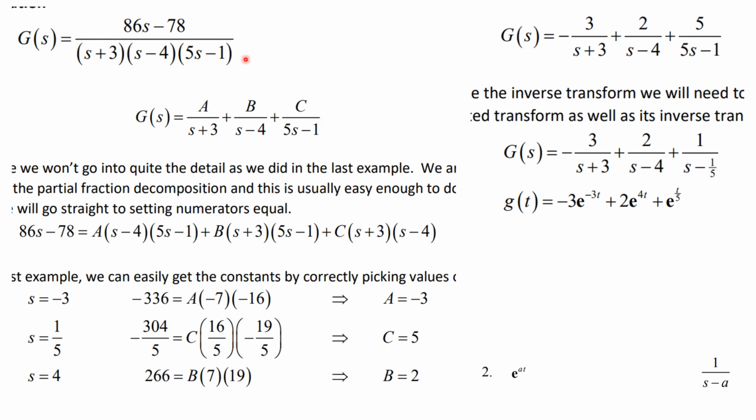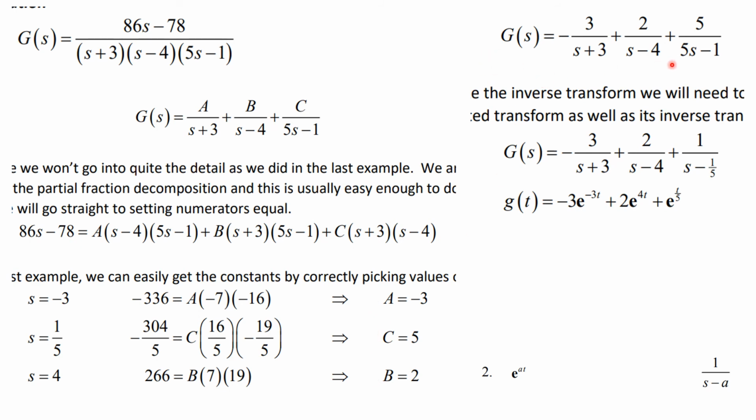All right, we have 3 factors here, so we have a, b, and c like that. And so we're going to use partial fraction decomposition on these. You should review this, but this enables us to figure out with these 3 equations and 3 unknowns that a is minus 3, b is 2, and c is 5.